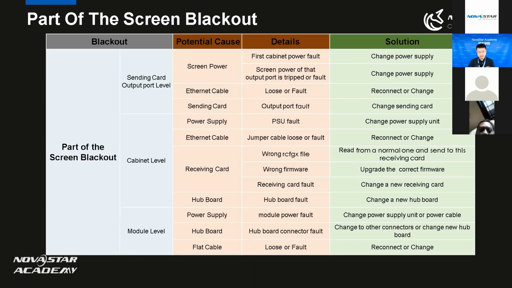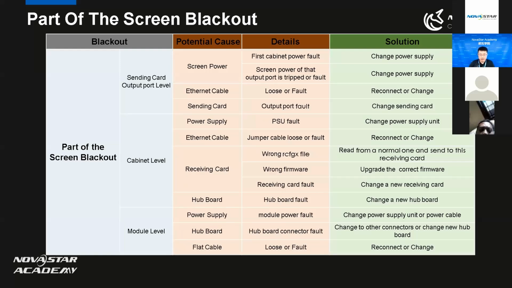Okay, for the last one, module level, we need to check the power supply first, and then the hardware. So you may need to change a hardware. And there is also the flat cable, the ribbon cable. So try to reconnect or replace the ribbon cable. All these factors could be the possible reason for the part of the screen blackout.